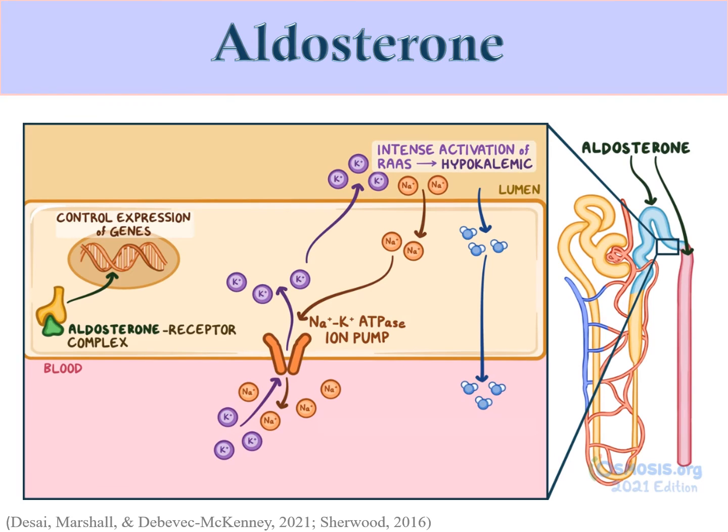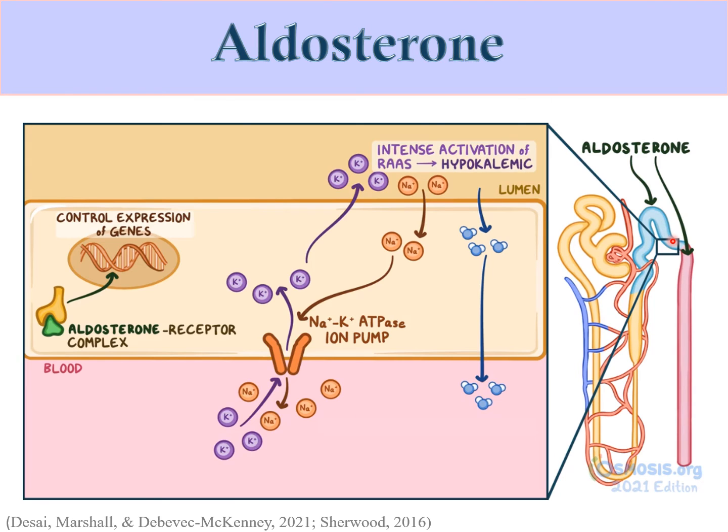So what really is aldosterone? Aldosterone belongs to a class of steroids or lipid-soluble hormones called the mineralocorticoids, which helps regulate the sodium balance in the body. Aldosterone does that by acting on the cells that line the distal tubules and collecting ducts, as you can see pointed over here.